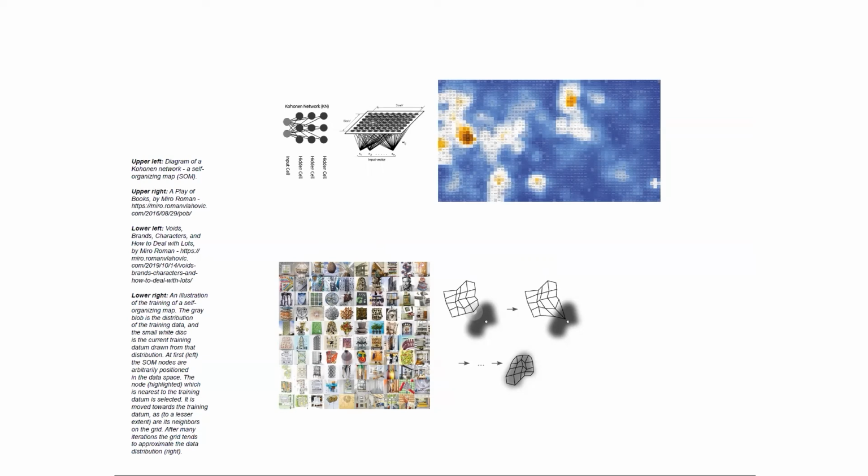So it's basically a neural network that can recognize patterns in data. You can use it to organize data, for instance images, by grouping images that are similar to each other according to some criterion close to each other. Or I'll show you later, there's a link here on the website from Mira Roman.